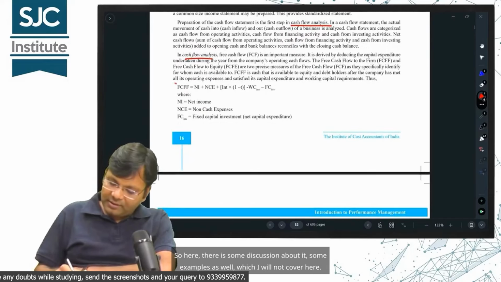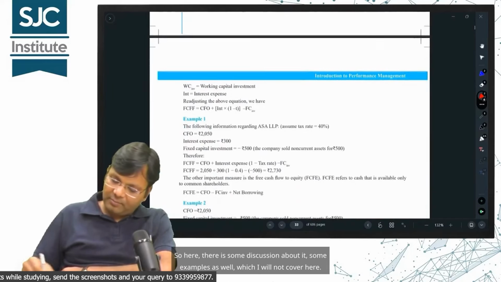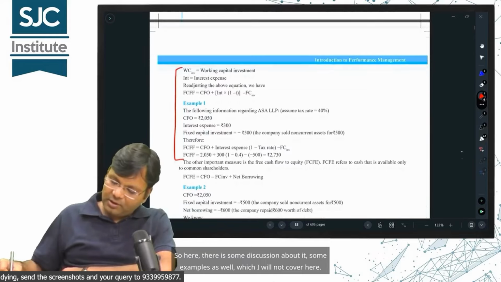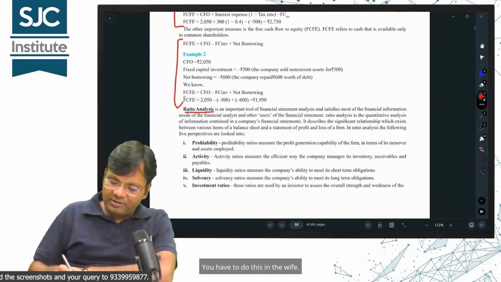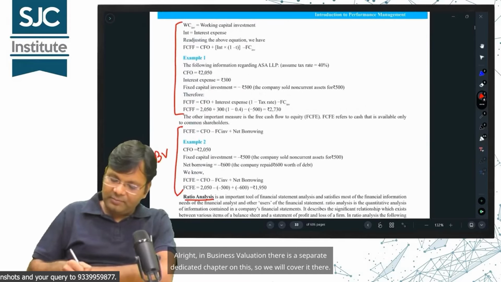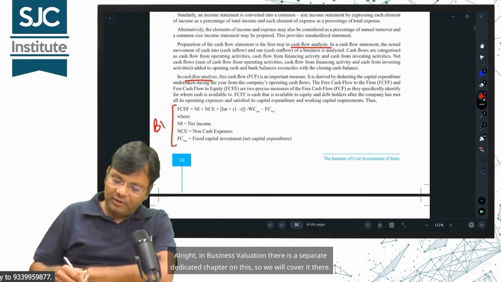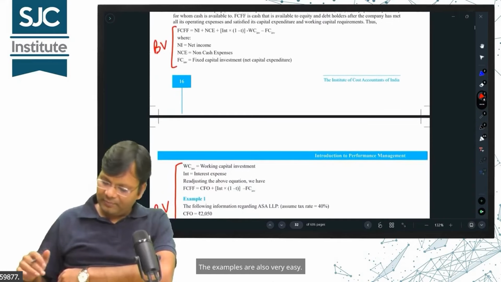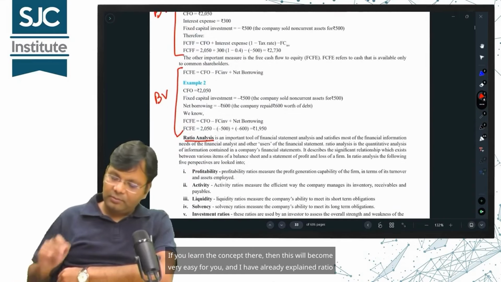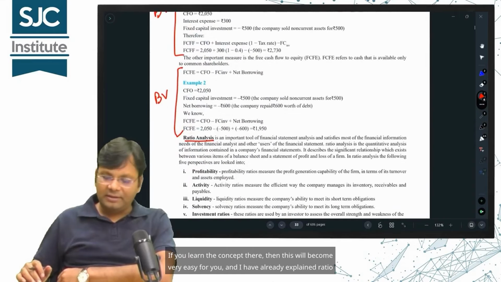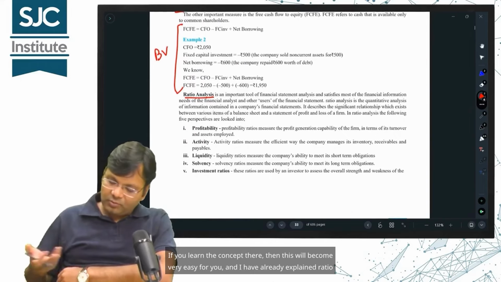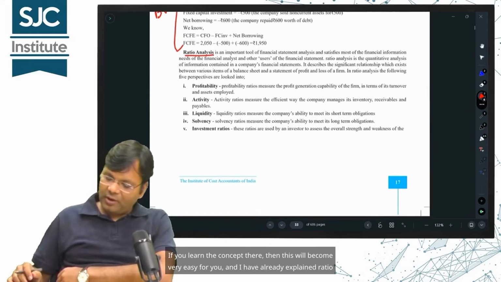So here, there is some discussion about it, some examples as well, which I will not cover here. You have to do this in the VIF. Alright, in business valuation there is a separate dedicated chapter on this, so we will cover it there. The examples are also very easy. If you learn the concept there, then this will become very easy for you, and I have already explained ratio analysis to you.